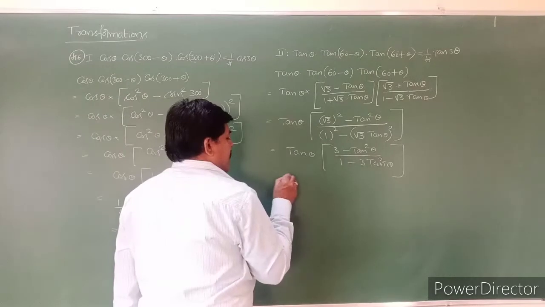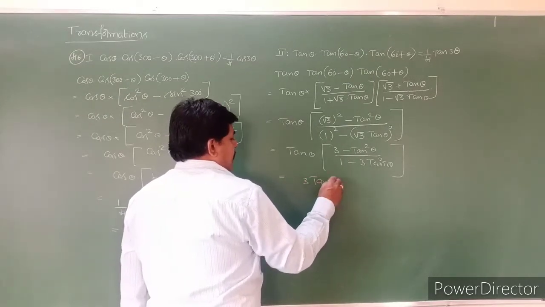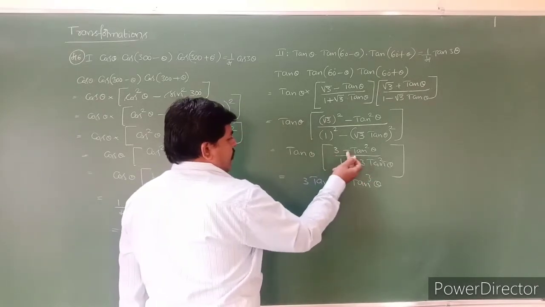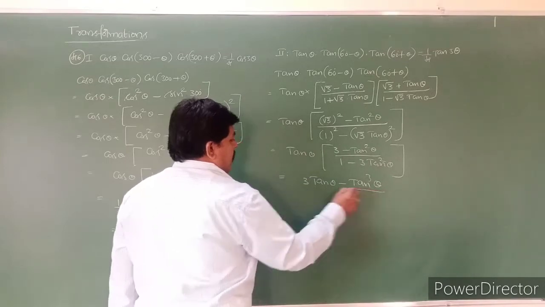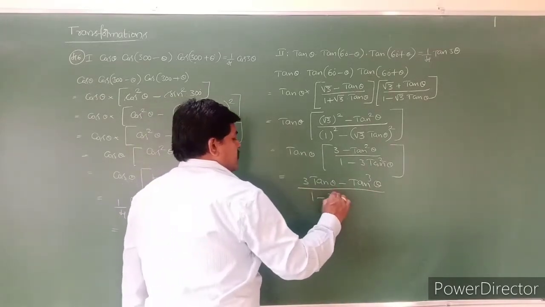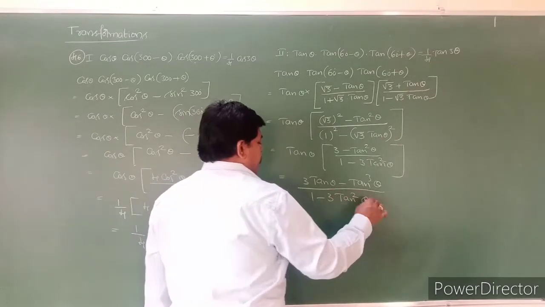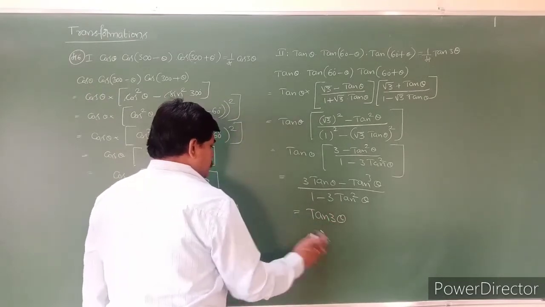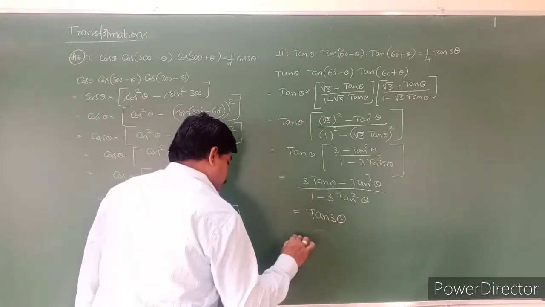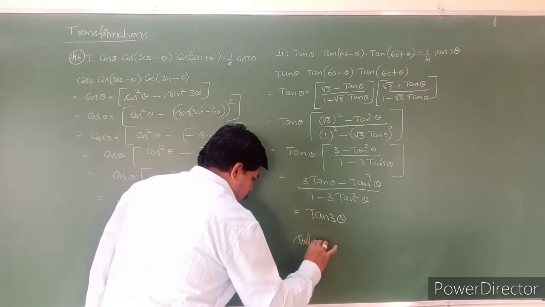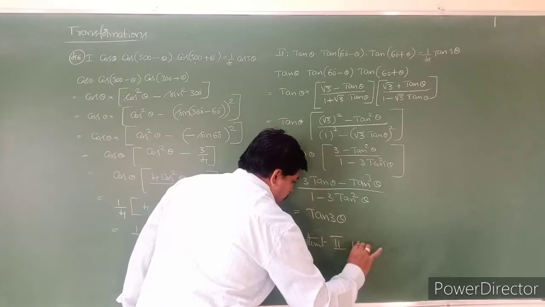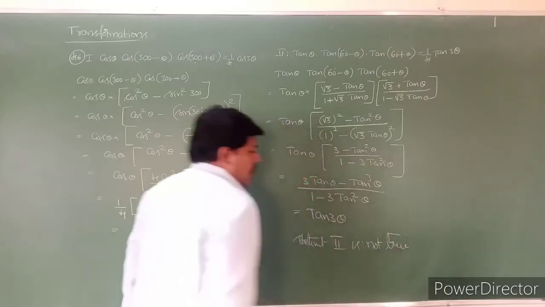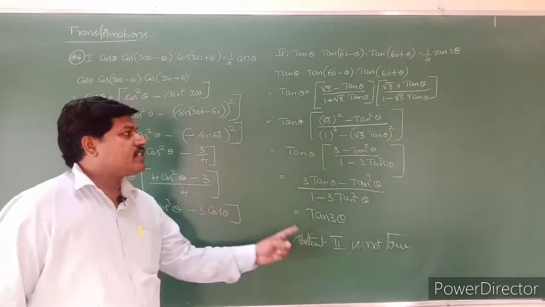So take this tan theta inside, it will become 3 tan theta minus tan theta into tan square theta, that is tan cube theta, by 1 minus 3 tan square theta. So this is nothing but tan 3 theta. So statement 1 is true, but statement 2 is not true.